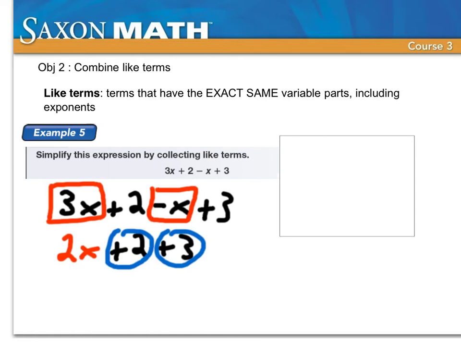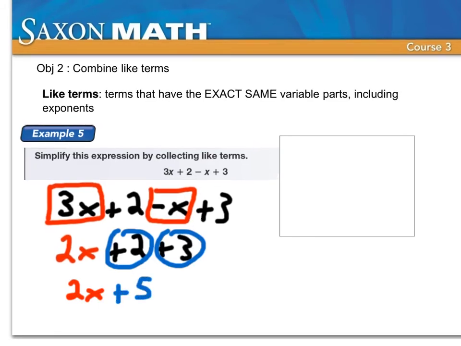Well, my 2x is going to stay. I don't have any more x's to add to that. And then I've got 2 plus 3, which is a positive 5. Okay? So I got 2x plus 5 after I collect the like terms. So I was able to combine my x's together to make 2x's. 3x minus 1x is 2x's. And then I combine my constants because I know 2 plus 3 is 5. So that's combining like terms. And let's go on to our very last example.